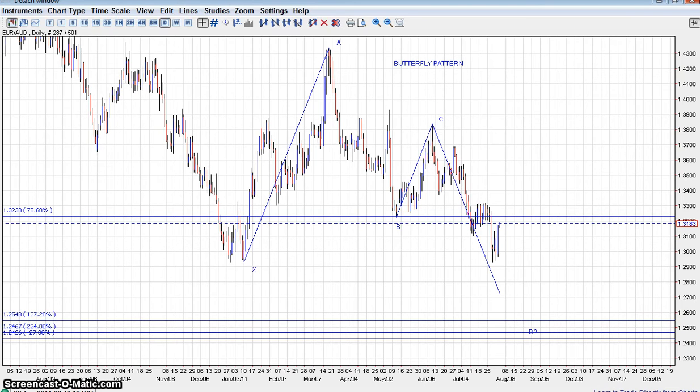And the currency pair I'm looking at now is the Euro Australian dollar. Euro pair on the daily, and my bias is to the downside for probably the next couple of weeks or next couple of days.